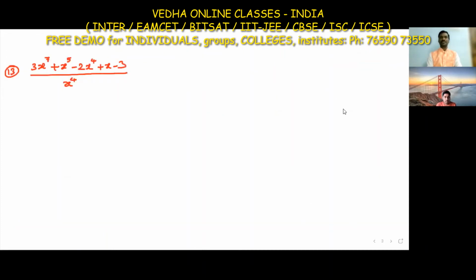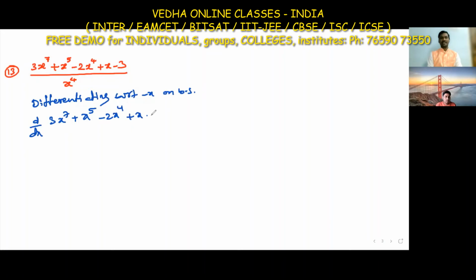And next, question number 13. 3x power 7 plus x power 5 minus 2x power 4 plus x minus 3, whole divided by x to the power 4. Now I am differentiating with respect to x on both sides. So I am writing d by dx of 3x to the power 7 plus x to the power 5 minus 2 into x power 4 plus x minus 3, whole divided by x to the power 4.